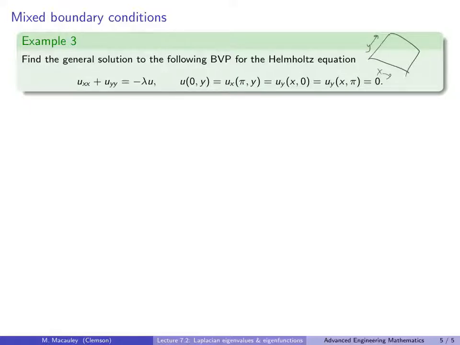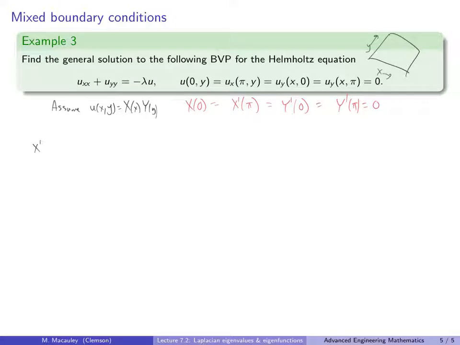As before, I'm not going to go through every single detail in here, but I just want to highlight what the differences are. We will assume that u of x and y is big X of x times big Y of y. These boundary conditions are going to give us the following conditions on x and y. This says that X of 0 equals X prime of pi equals Y prime of 0 equals Y prime of pi equals 0. So we're going to get the same ODE that we got before.